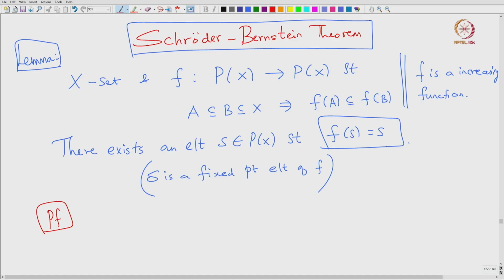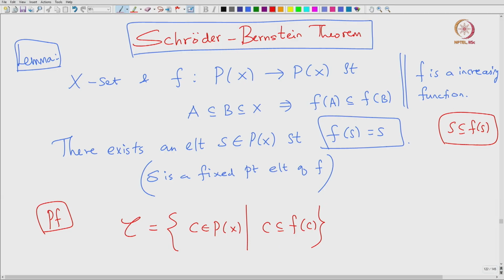So, what one can do, we can collect the following collection of subsets, let us call it cal C. So, you collect all possible C inside the power set of X such that this C is a subset of f of C. So, let us take this weaker collection. We want f of S to be equal to S, but then that would imply that S is a subset of f of S. So, that is already there. So, we are in some sense looking for all possible elements that satisfy this property.